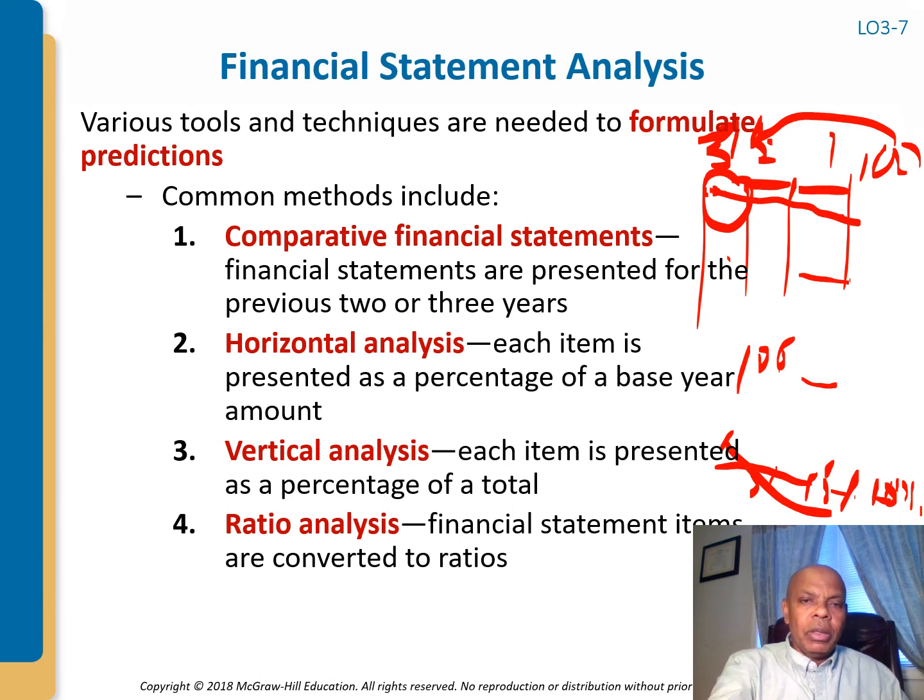You know, with the vertical analysis, each item represents a percentage of total, and then ratio analysis, looking at financial statement items converted to ratios. Again, it's 10%, 20%. You can look at it and compare to the industry. Those are the things that people do to come up with a prediction of where this company is going.